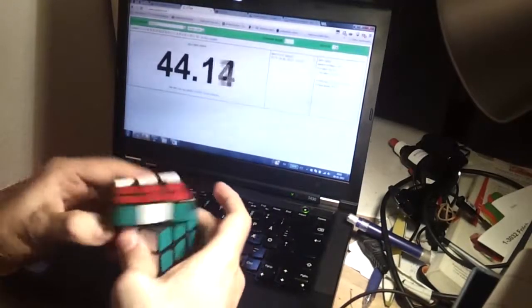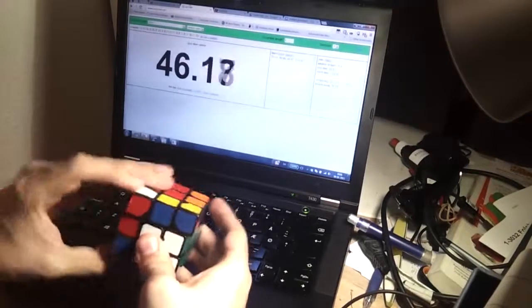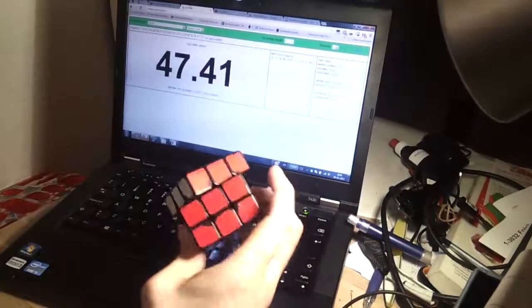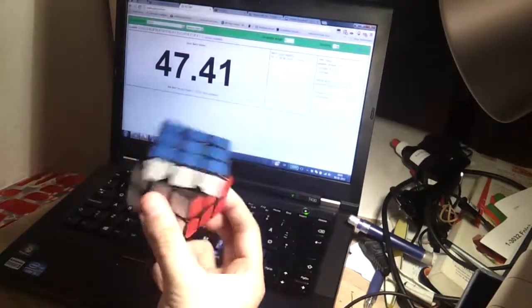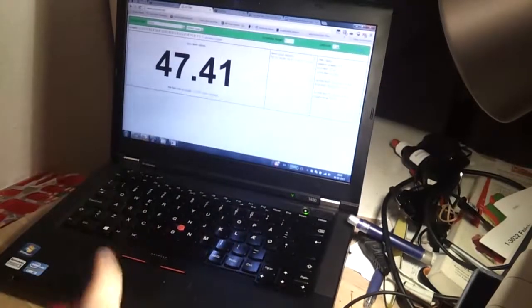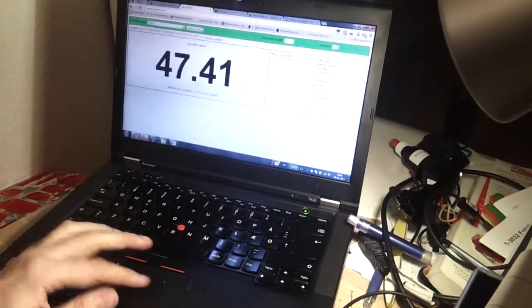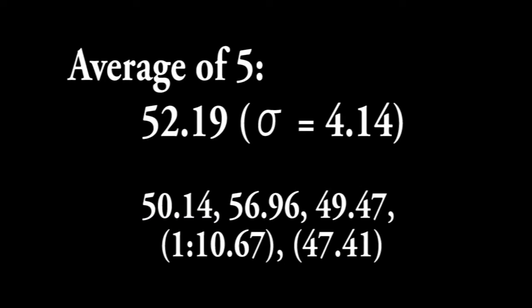And we're almost done. Do a final U-perm. And it's done. And another sub 50. So yeah, those are my times. You can see my average of 5 is 52.19. I did a really terrible time and a few okay times. I'm not too happy with the 56 either, but the other three are pretty good.